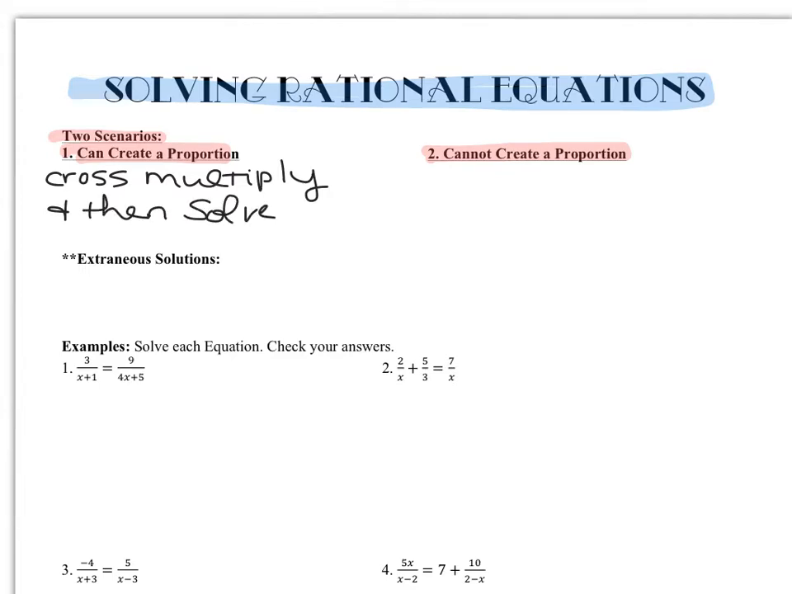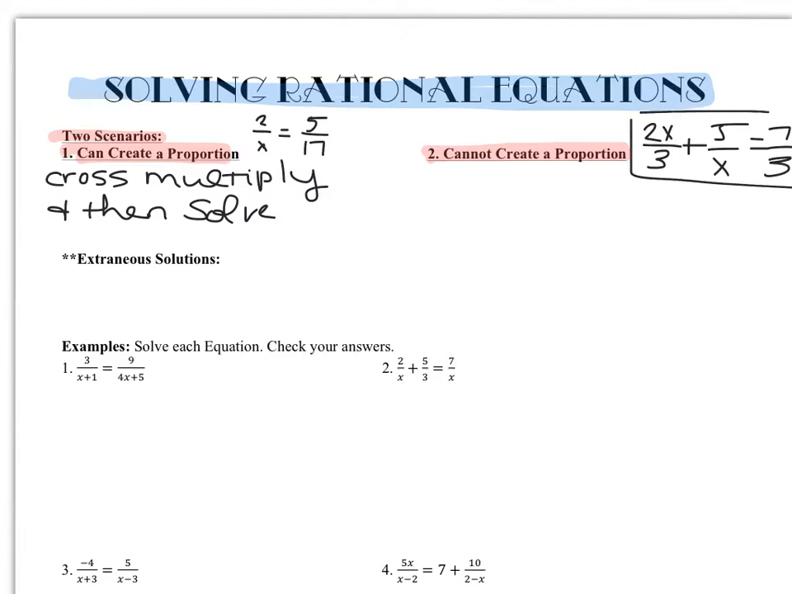If I cannot create a proportion, so let's actually back up a step. A proportion just looks like a fraction equals a fraction: 2 over x equals 5 over 17. That would be a proportion. If I cannot create a proportion but I still have rational terms, like 2x over 3 plus 5 over x equals 7 over 3, I could not cross multiply on this because I have more than fraction equals fraction.